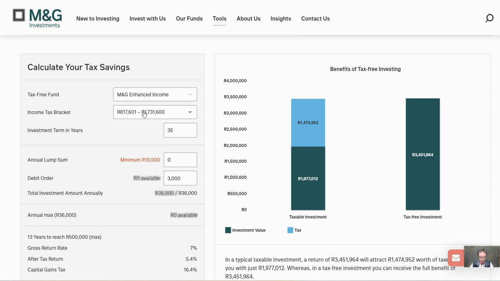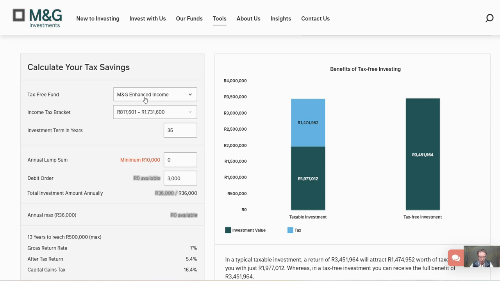We've looked at the tax bracket. It's the second highest one. We're looking at somebody wanting to invest for 35 years, and they're investing 3,000 Rand a month or 36,000 a year, which is the maximum you can invest currently annually in a tax-free savings account. Always remember that the maximum you can invest in total is 500,000. You can then leave the investment there, and we have questions about this as well. You can leave the investment there, and then it can grow in whatever the underlying fund is.